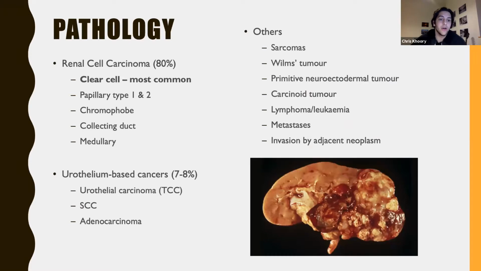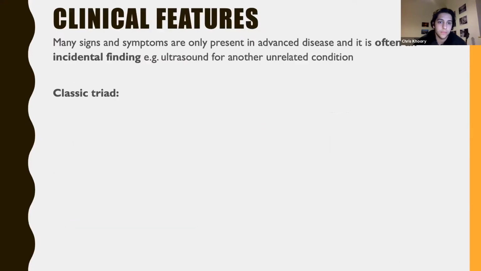Some genes which can increase your risk include the VHL, which stands for von Hippel-Lindau. The pathology of kidney cancer, the majority are renal cell carcinomas, of which clear cell is the most common type. There are also urothelium-based cancers, which include transitional cell carcinomas and squamous cell carcinomas. And then there are some rarer other ones. So sarcomas, Wilms tumors, which are tumors found in children, lymphomas, metastases, and so on.